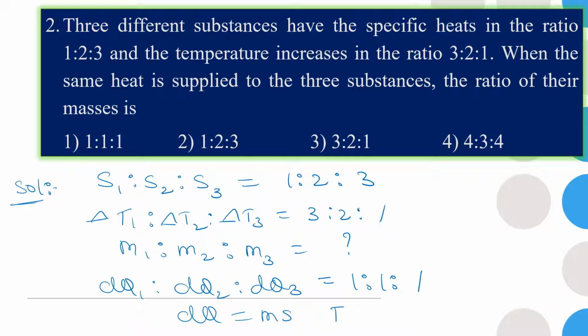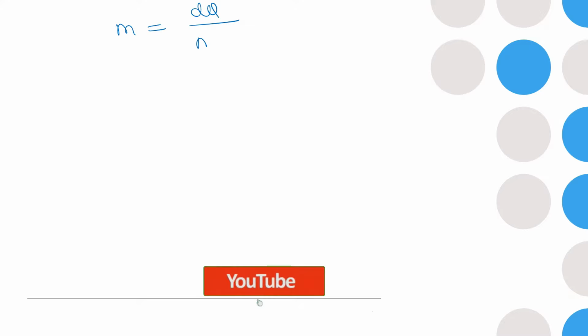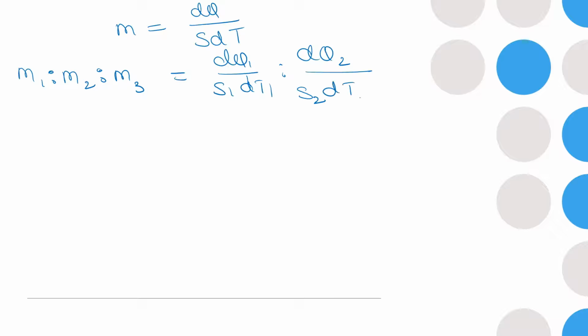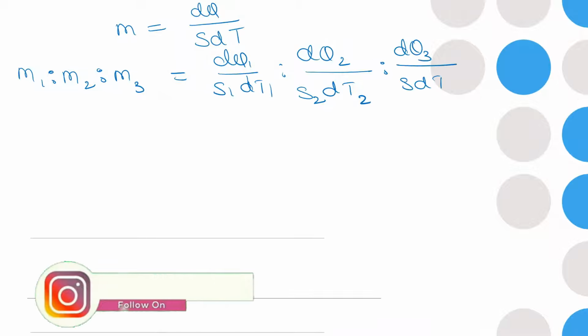Here m is equal to dQ by s into dT. So the ratio of their masses m1 is to m2 is to m3 is equal to dQ1 by s1 dT1 is to dQ2 by s2 dT2 is to dQ3 by s3 dT3.